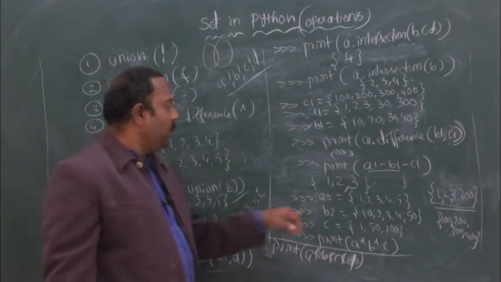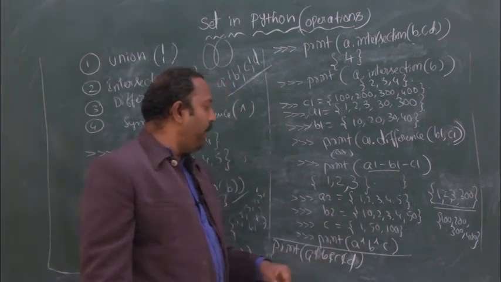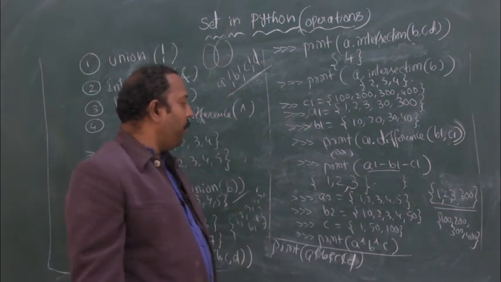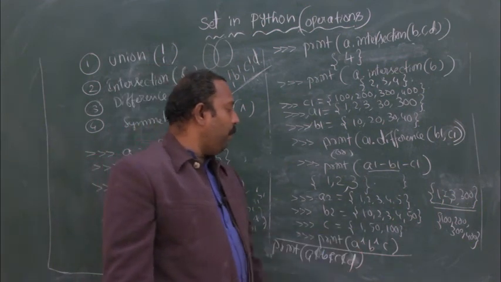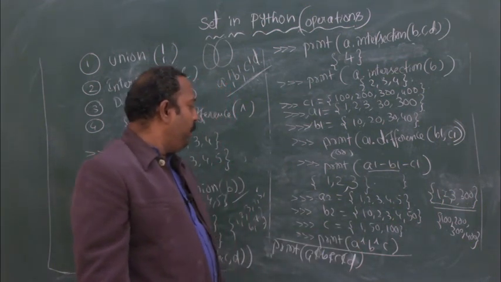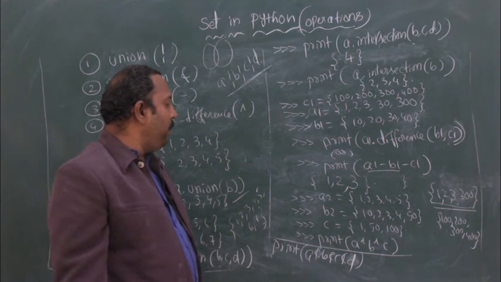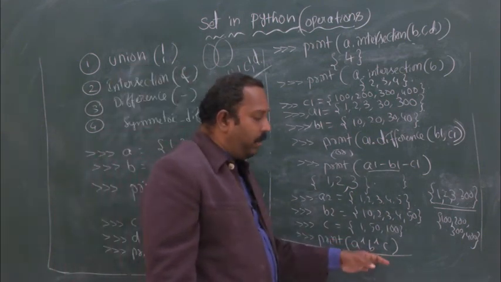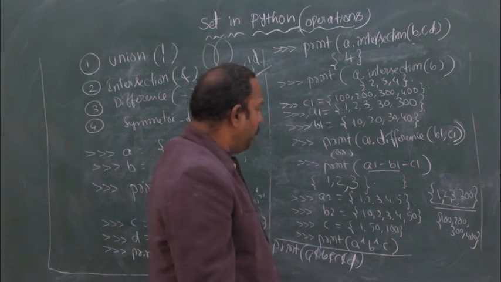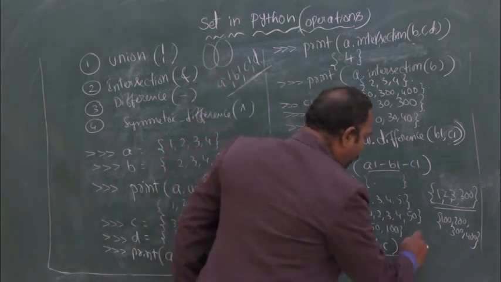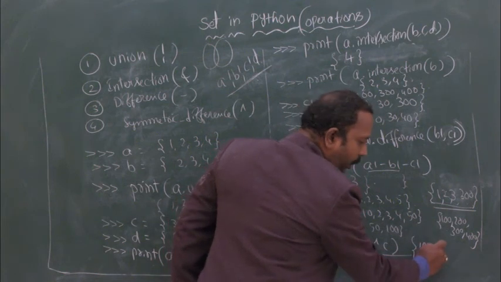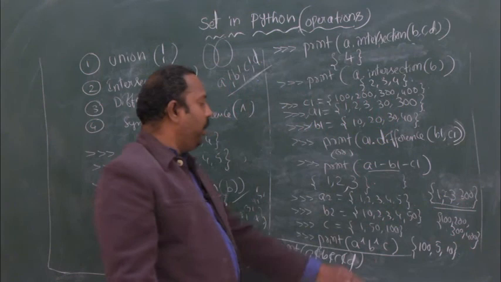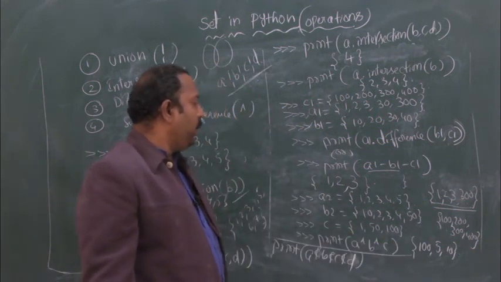Symmetric difference. Suppose A2 equal to 1, 2, 3, 4, 5 and B2 equal to 10, 2, 3, 4, 50 and C equal to 1, 50, 100. So A symmetric difference B symmetric difference C. What is the output you will get in this case? You will get the output 100, 5, 10.